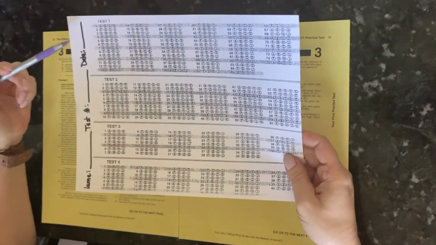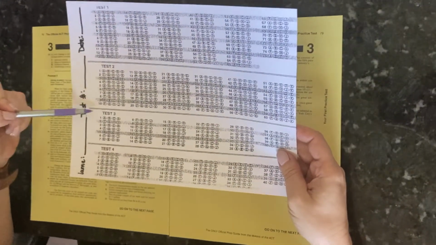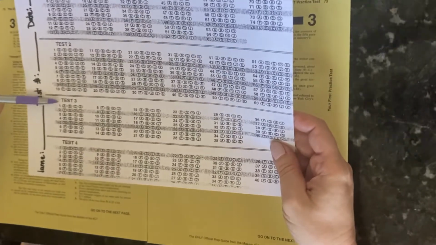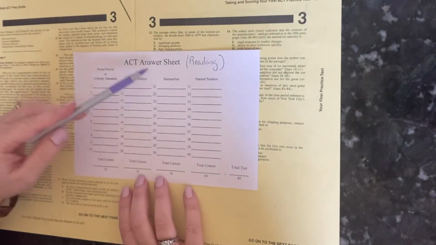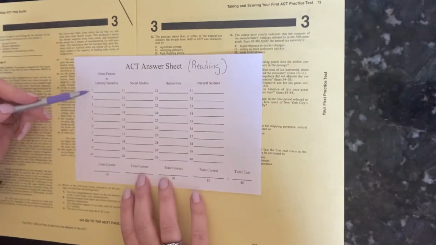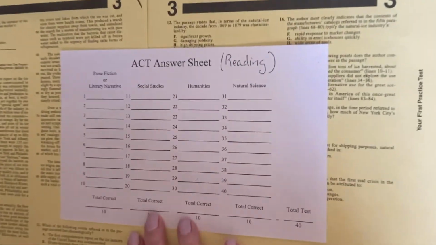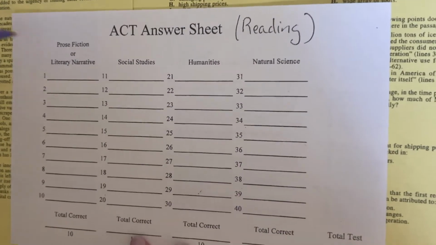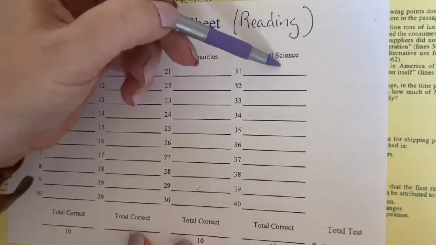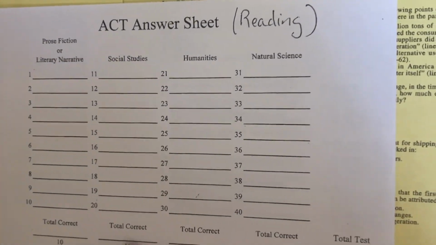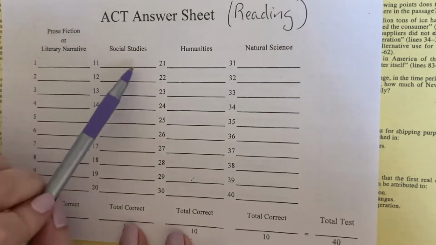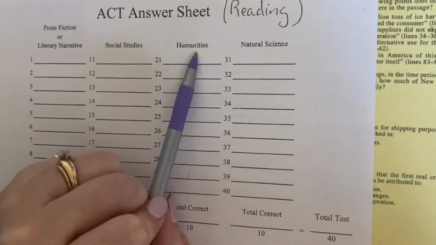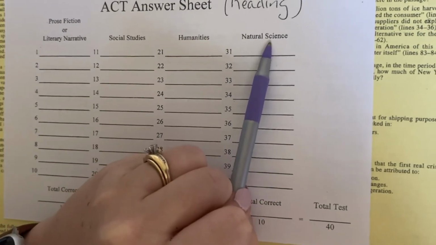So I have the normal worksheet, the answer key, which would be test 3, that's reading, okay? But in actuality, I use this ACT answer sheet to help you decipher which one is which. So every test is broken down into 4 different passages. The first one is literary narrative or prose fiction. The second one is social studies. The third one is humanities, and the fourth one is natural science.